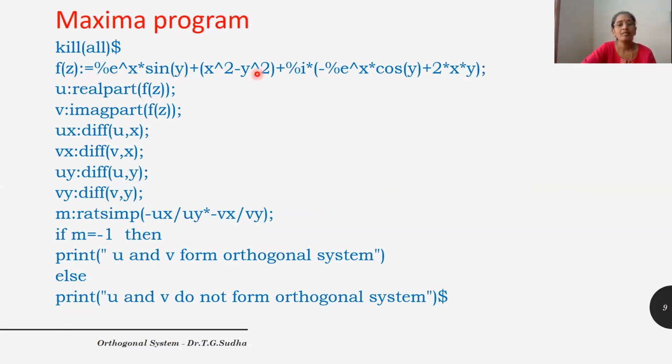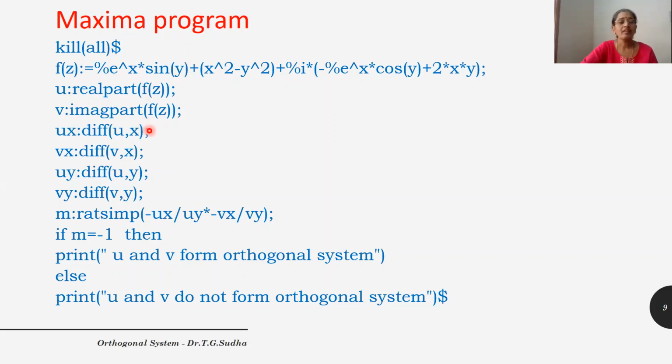We know how to type the function here. And u is the real part. So the command realpart extracts the real part of f(z); this returns the real part of the function f(z). And imagpart extracts the imaginary part of f(z). So this command returns the imaginary part of f(z).